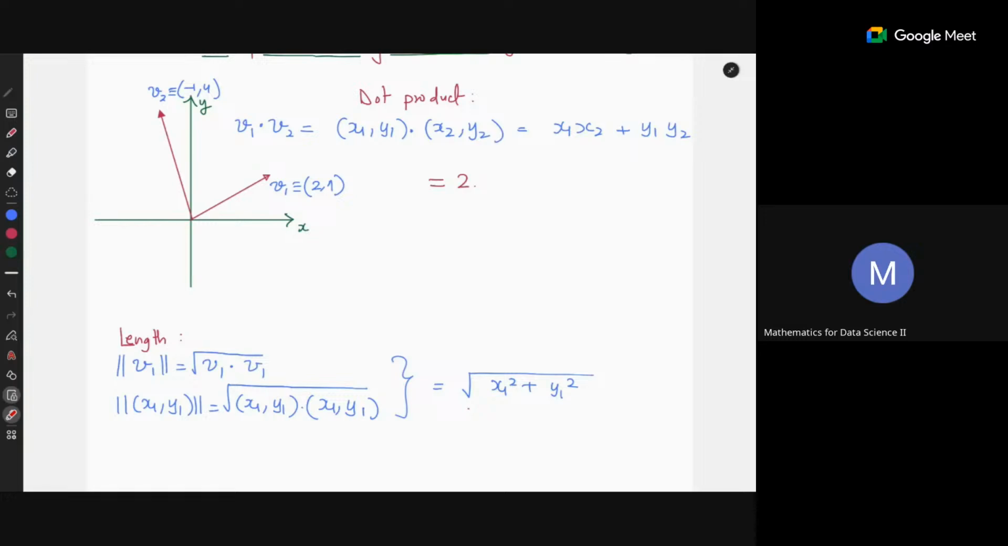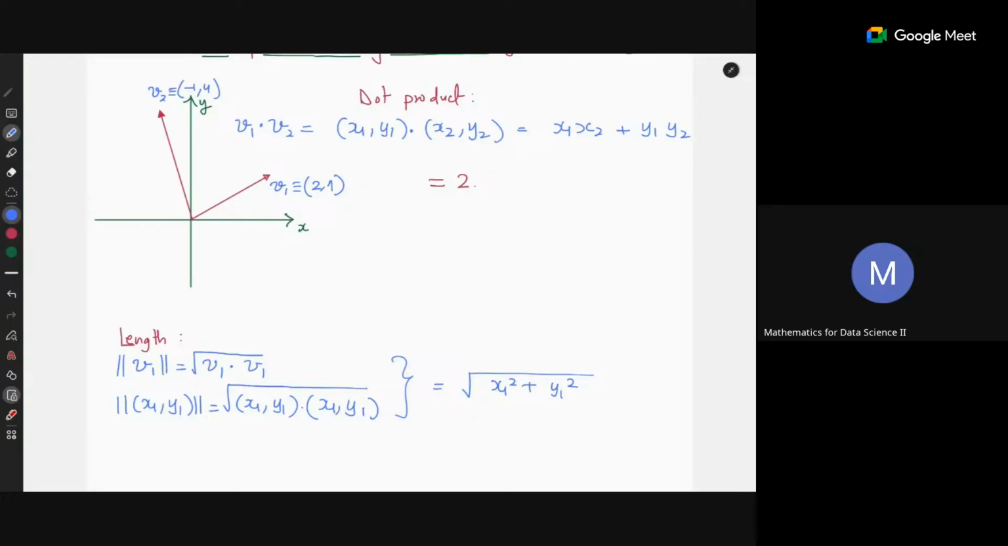Now, if you take your vector to be (x1, y1) and you take the dot product, what will you get? Let's solve this. You will get x1 square plus y1 square, exactly the same quantity. So this is the length.